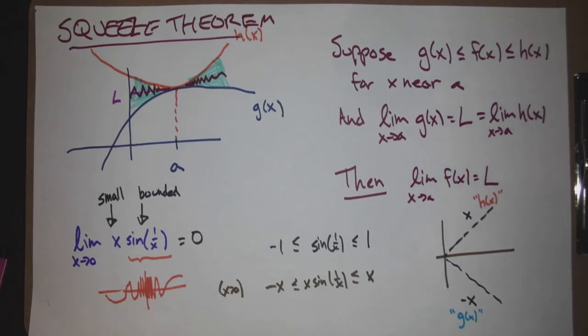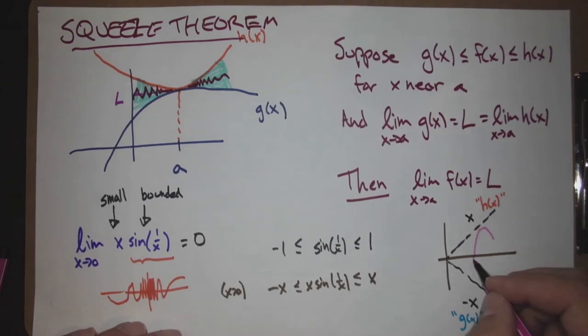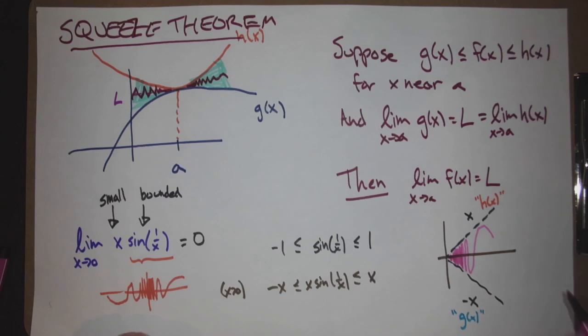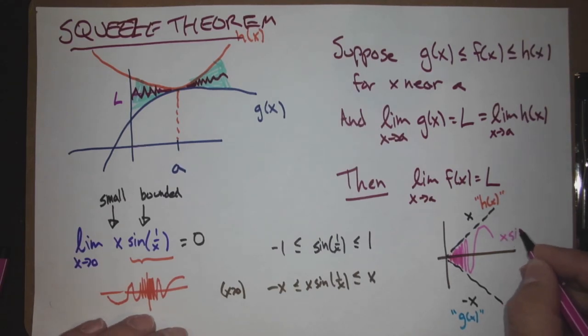So where does x sine 1 over x go between? Well, it goes in between these two. So I'm still going up and down infinitely often, but my up and down is getting smaller and smaller. So this is the curve x sine 1 over x. So it's being squeezed between g of x and h of x. And so the limit will be 0.